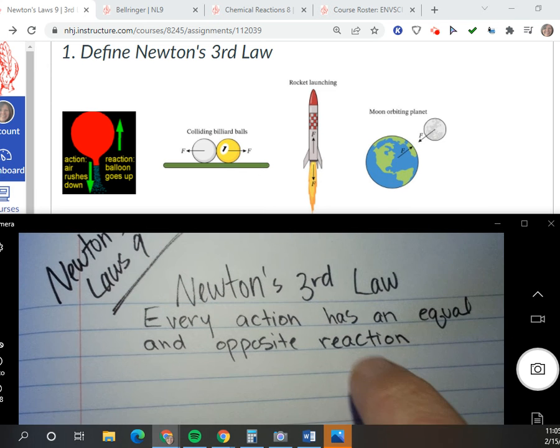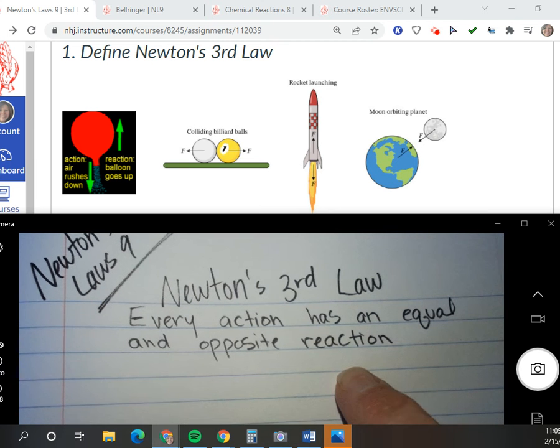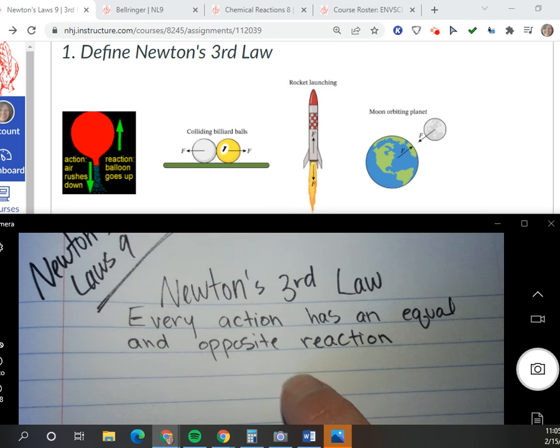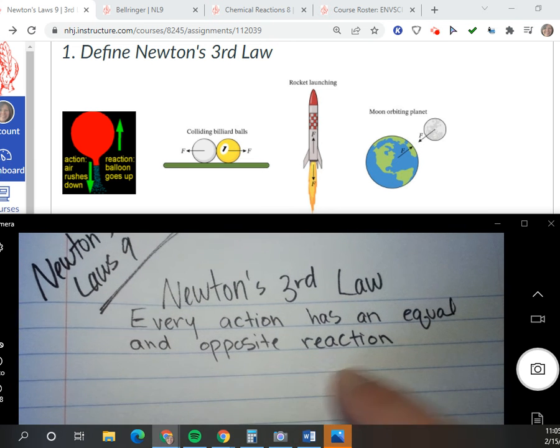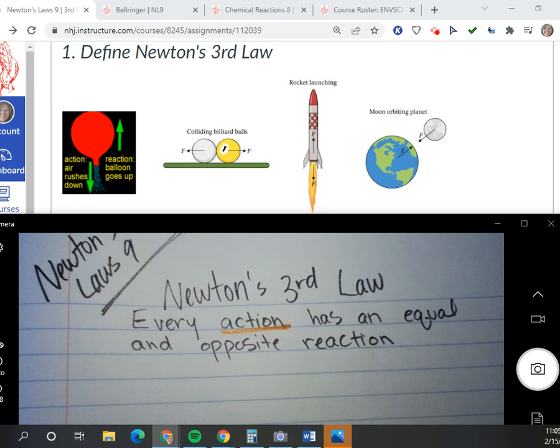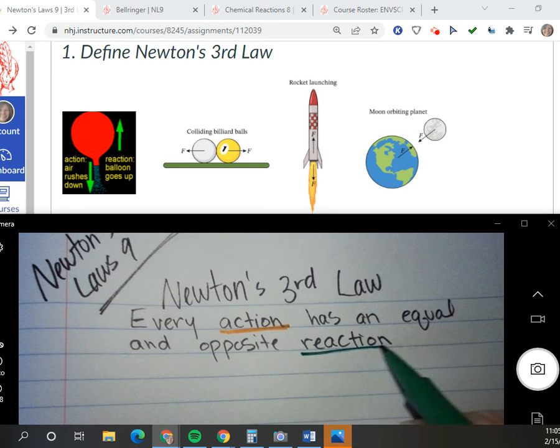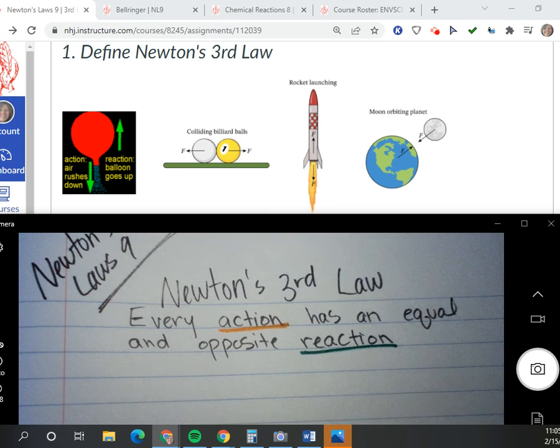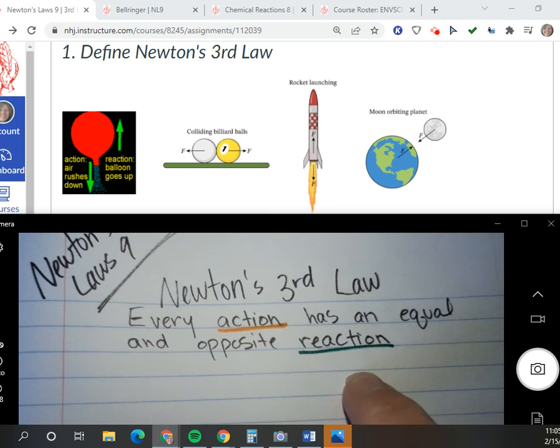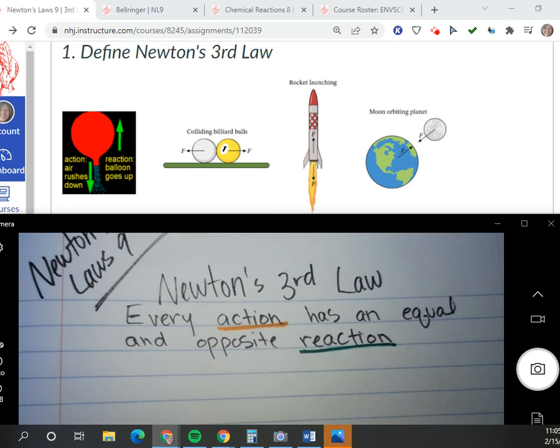There are two parts of this. There's two sides of the story. So what are the two parts of this statement? The action and the reaction. Okay. So something has to happen first, and then something happens as a result of that.